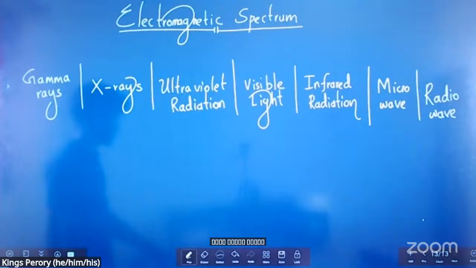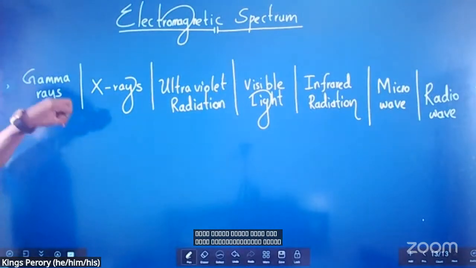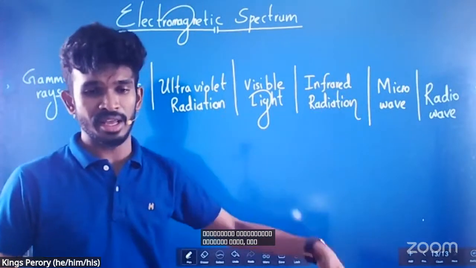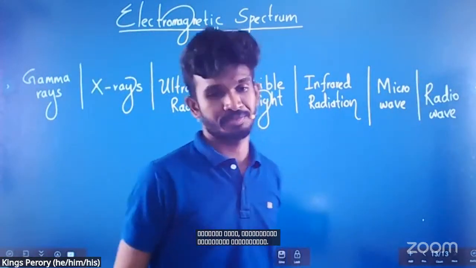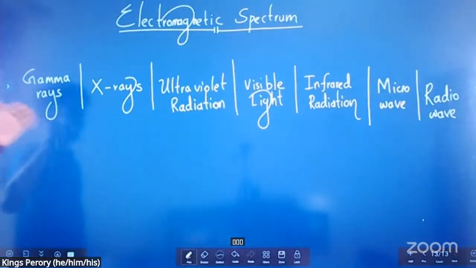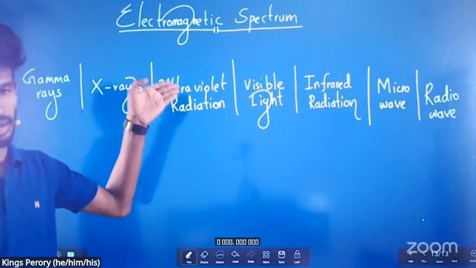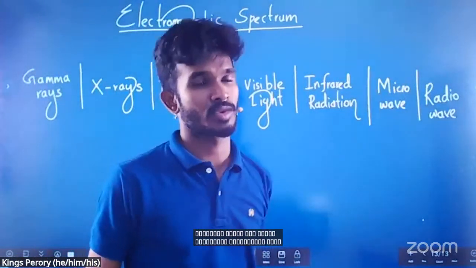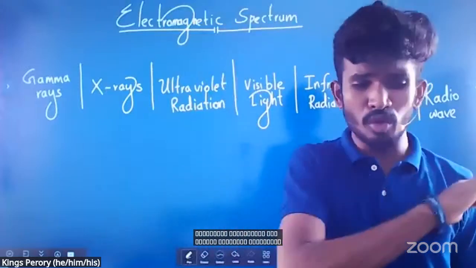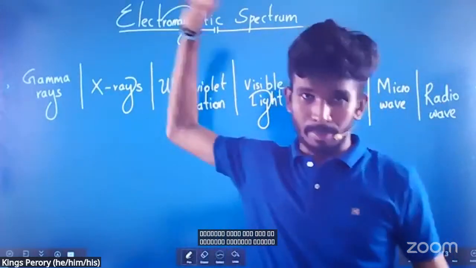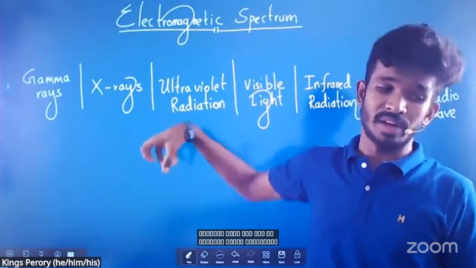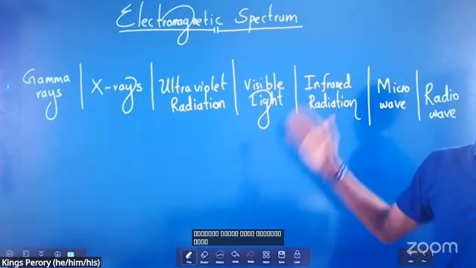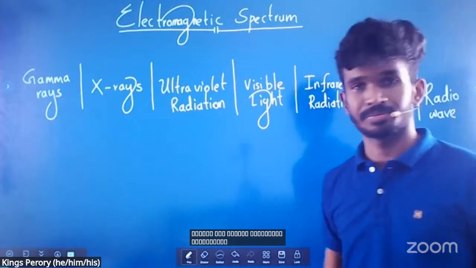Again, this order is very important. Gamma rays, X-rays, ultraviolet radiation. Center is visible light. Infrared radiation, microwave, radio wave. One more time, open the mouth and tell louder. Now memorize, put it in the mind. Gamma rays, X-rays, ultraviolet radiation. Center, visible light. Next, infrared radiation, microwave, radio wave.